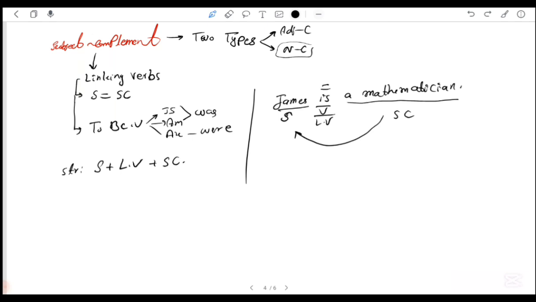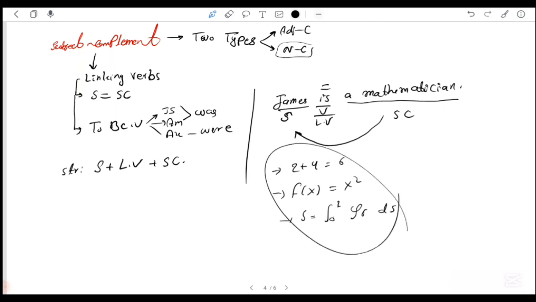What is math? Math is like numbers, like 2 plus 4 equals 6. Math is like functions, f of x equals x squared. Math is like integrals, like A equals the integral from 0 to 1 of r dr or ds. These are called math, right? A mathematician is a person who studies these things. This is called a mathematician.